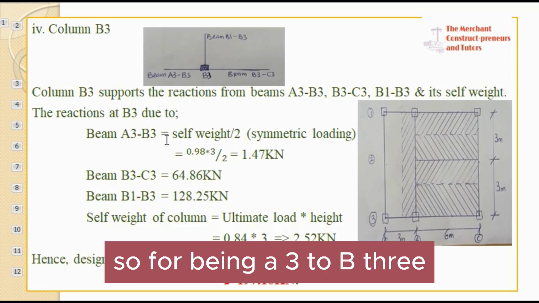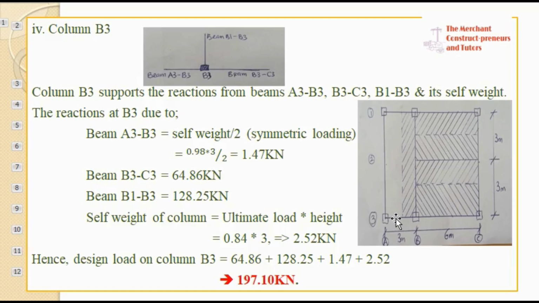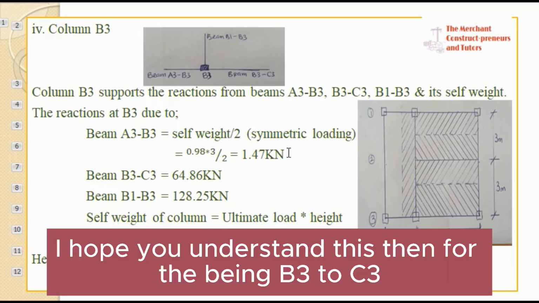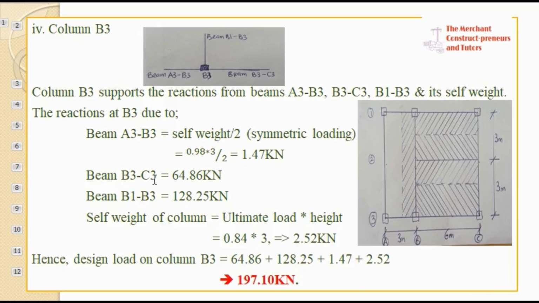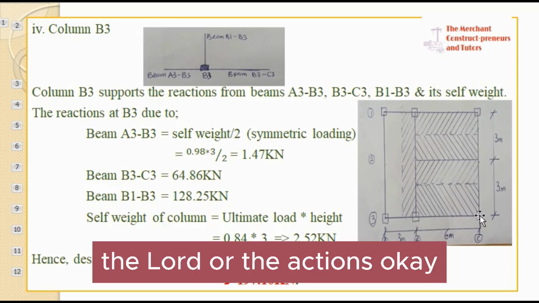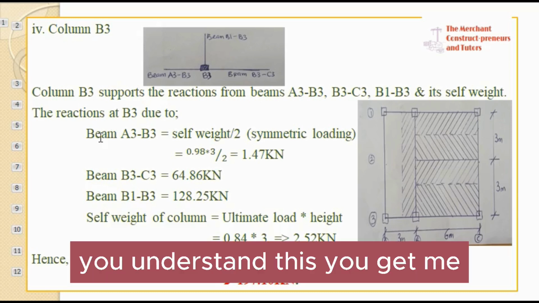For beam A3 to B3, we have the self-weight divided by 2. So 0.98 multiplied by 3 divided by 2, which is 1.47 kilonewton. I hope we understand this. Then for the beam B3 to C3, the load or the reaction. Let me explain this portion again so you understand this.